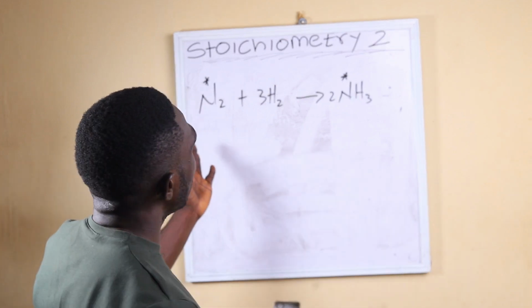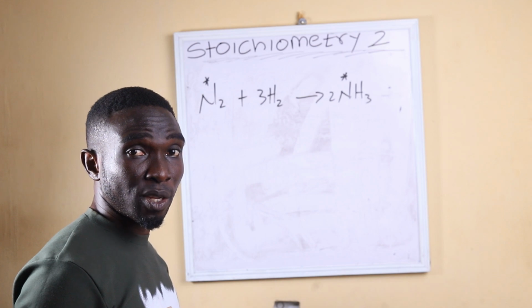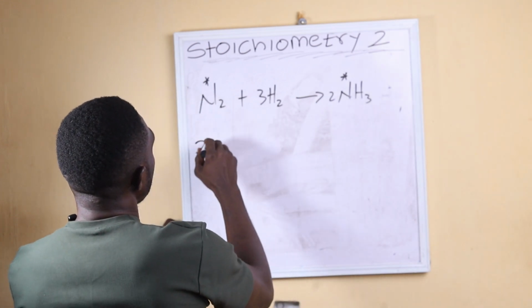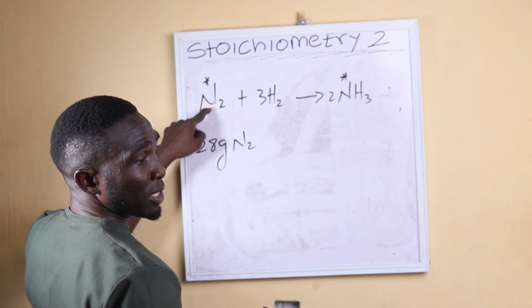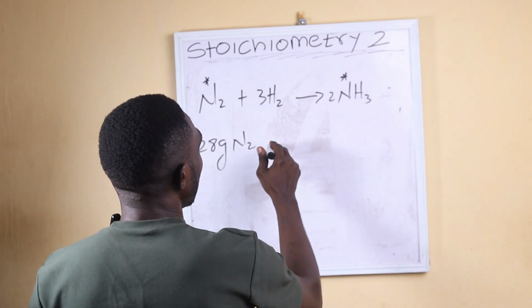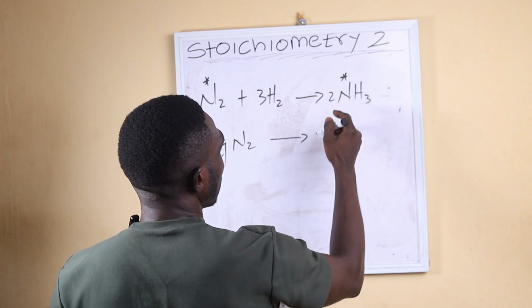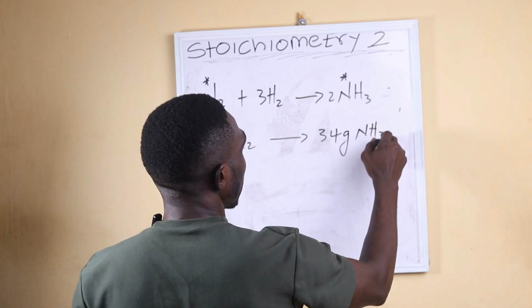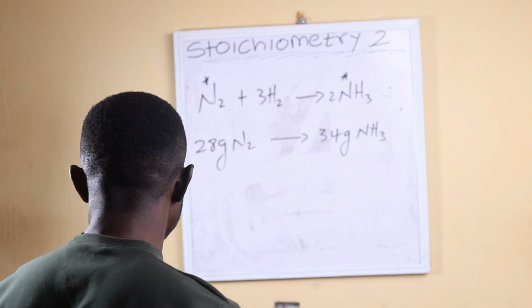So let's do the mass interpretation of this reaction because we're going to be using the mass interpretation here. So from the equation here, we have that 28 grams of nitrogen, because nitrogen is equal to 14, 14 times 2 is equal to 28. So 28 grams of nitrogen is going to produce what? Ammonia here is 17 times 2, which is 34 grams of ammonia. That's what we have from the balanced chemical equation.